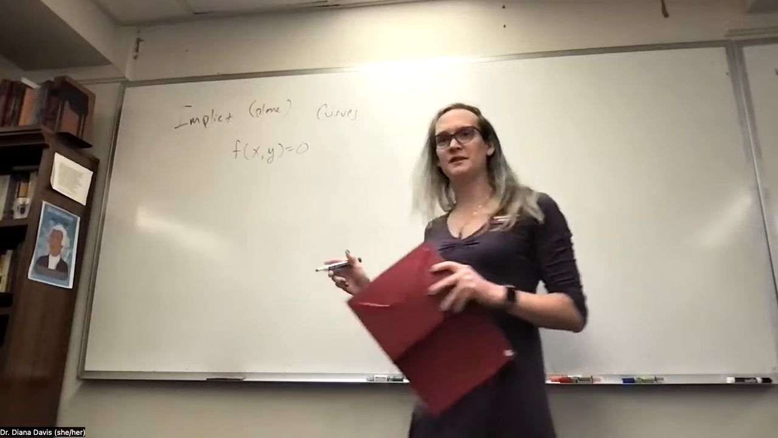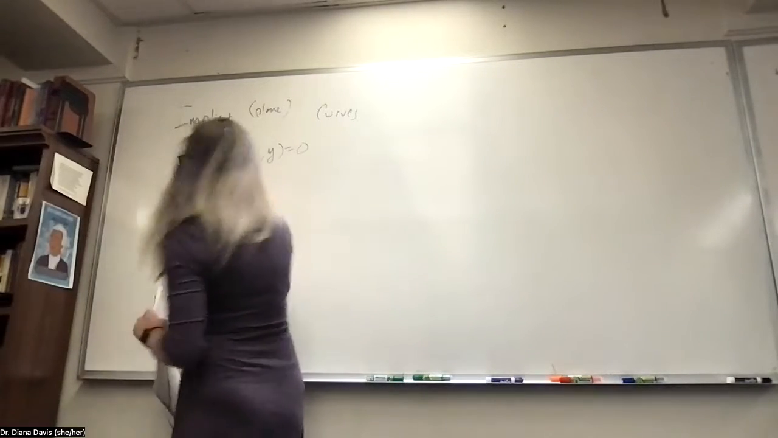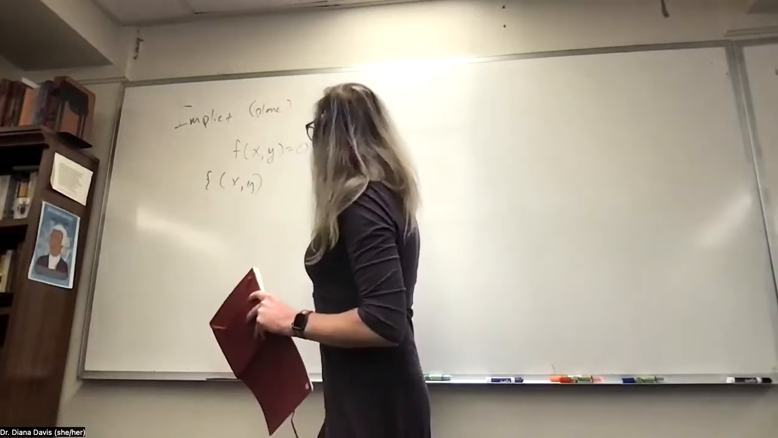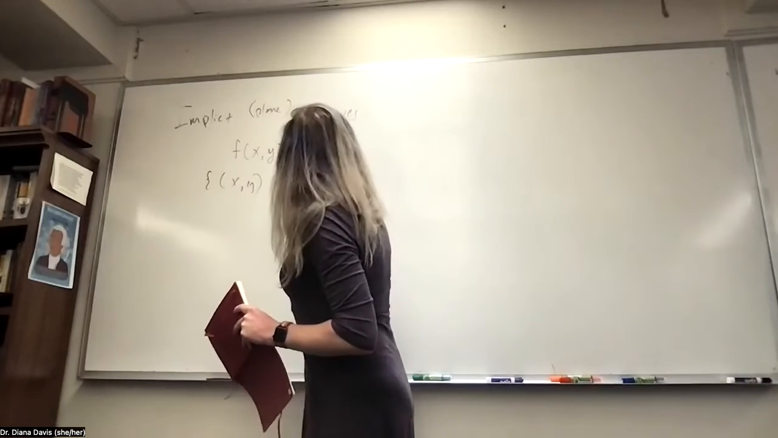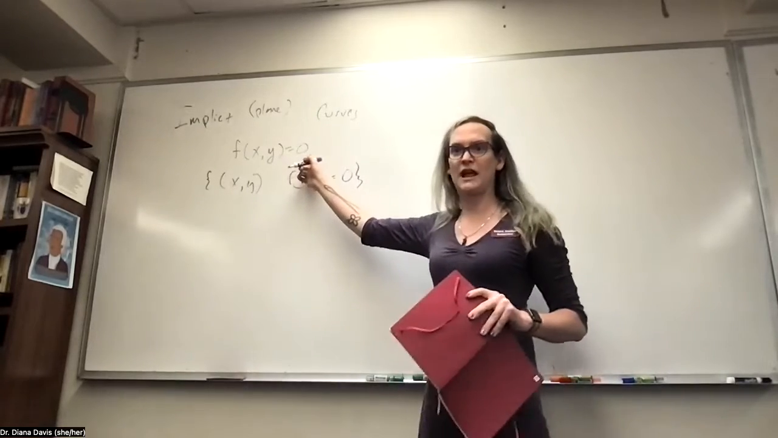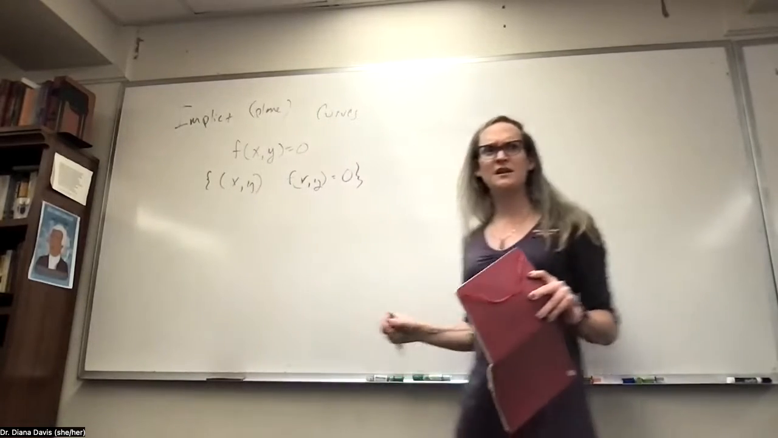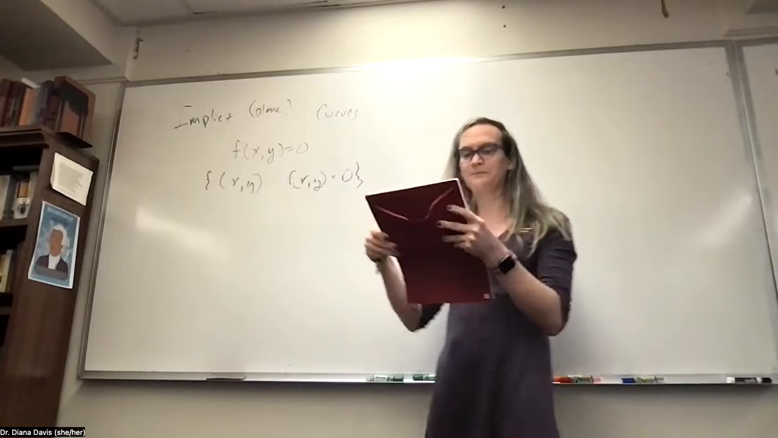So what I really mean, using set builder notation, is the set of points in the plane such that when I take x and y and run them through my function f, I get 0. So this is just shorthand for this. And now we can ask ourselves, what does something like this look like?